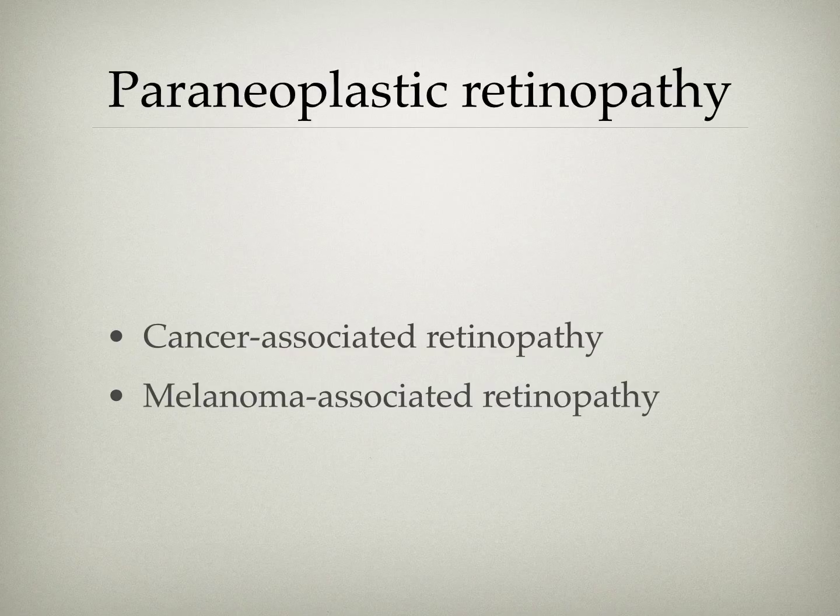He had ABCC6 mutation, which puts you at increased risk for what else? Early onset arterial disease, peripheral arterial disease, heart disease. He'd actually already had a fem-pop bypass before he came to my clinic when I first saw him 3 or 4 years ago. So paraneoplastic retinopathies, again, we're still in the category of systemic diseases associated with retinal findings.